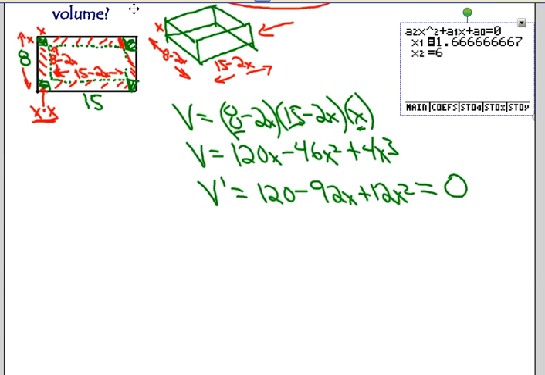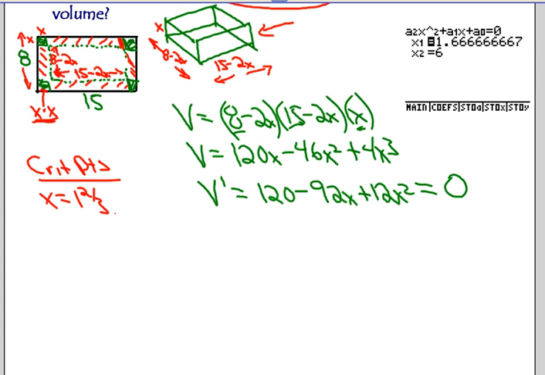And let's see what we get with this. So our two critical points: x equals 1 2/3 (we'll just pretend we did that by hand), and our second critical point is x equals 6. Now, we've got to come back to the problem.